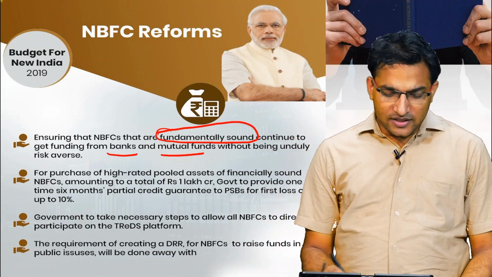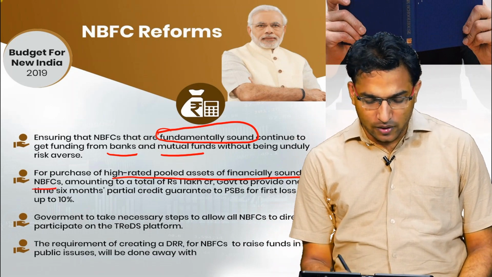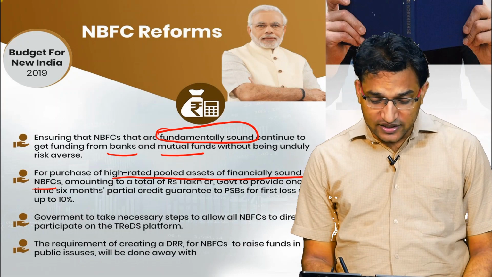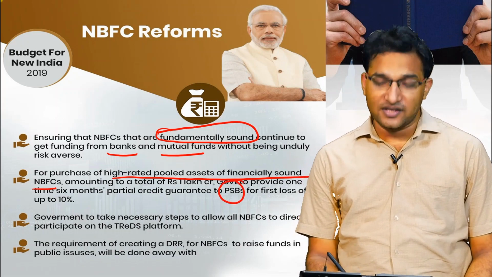Secondly, for purchase of high-rated pool assets of financially sound NBFCs amounting to a total of 1 lakh crore, the government will provide a one-time 6-month partial credit guarantee to PSBs for the first loss of up to 10%.